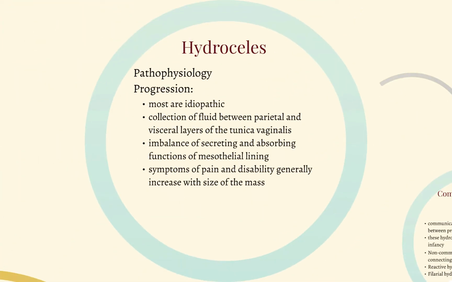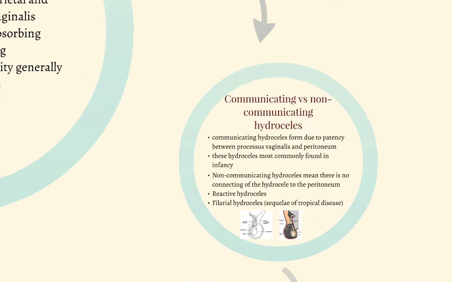In terms of pathophysiology, most hydroceles have an idiopathic etiology. It is a collection of peritoneal fluid between two layers, the parietal and visceral layer of the tunica vaginalis, which surround the testes and the spermatic cord, and derives from the peritoneal lining of the abdomen. Like the peritoneal lining, the tunica vaginalis is mesothelium, which produces and removes fluid, so hydroceles are thought to arise when there is an imbalance of these functions. Moreover, symptoms of pain and disability generally increase with the size of the mass.